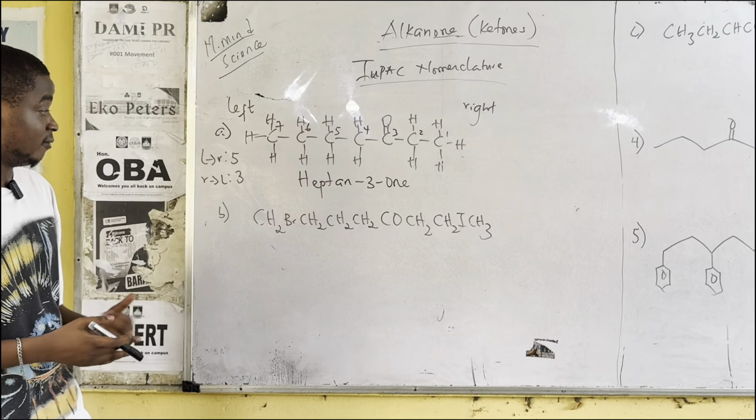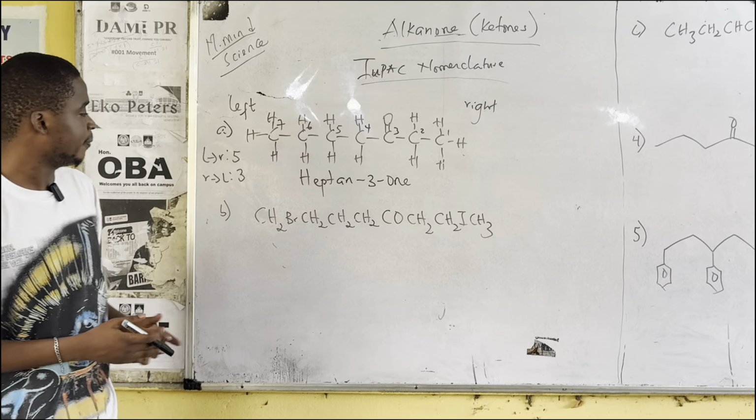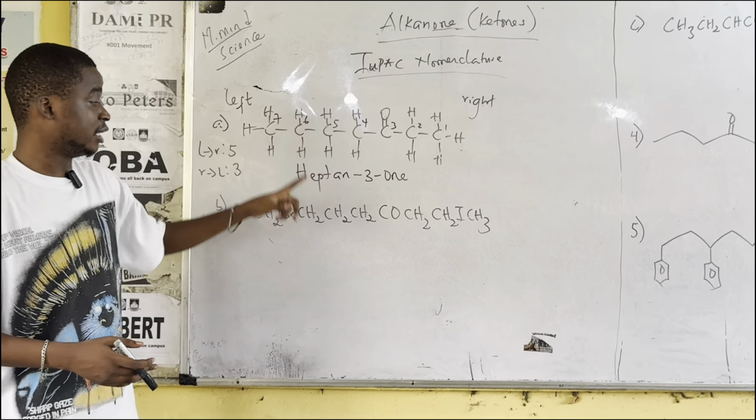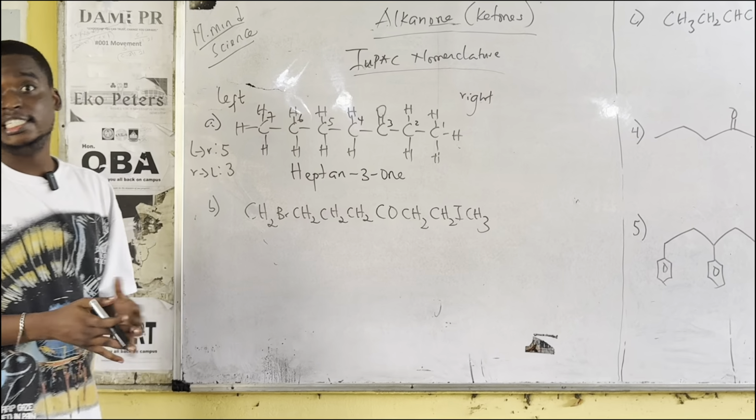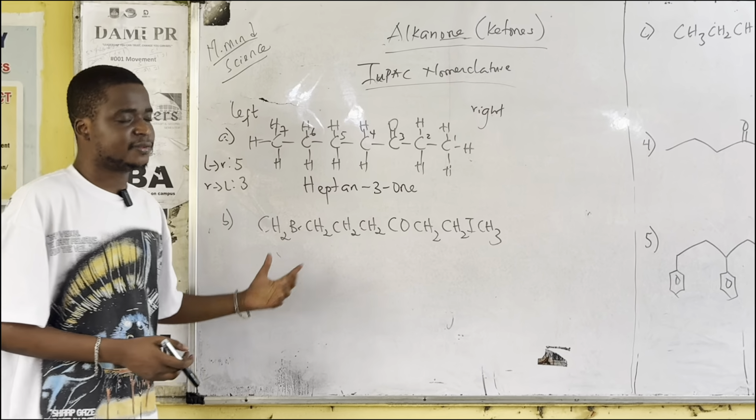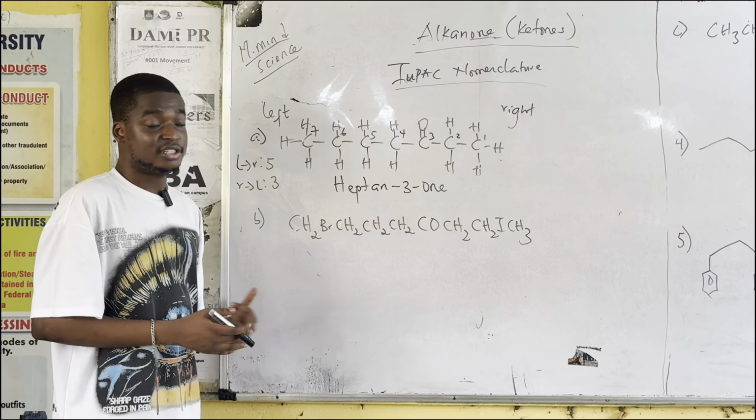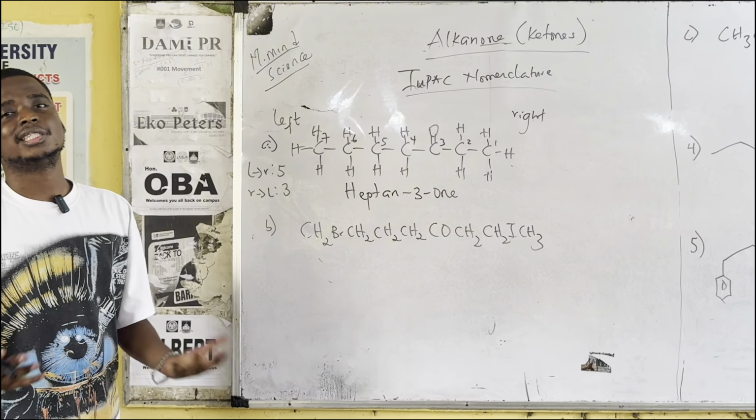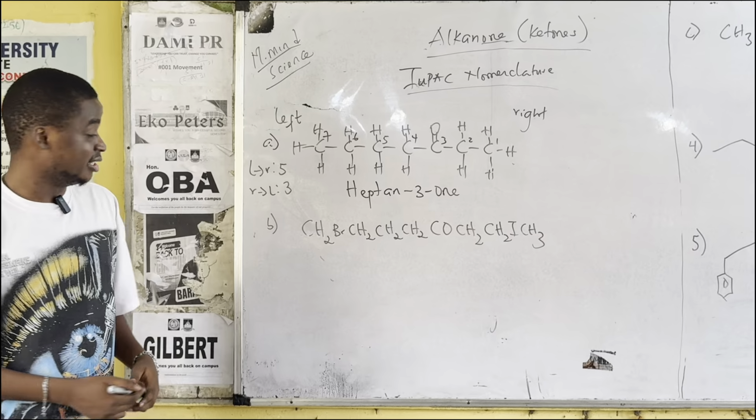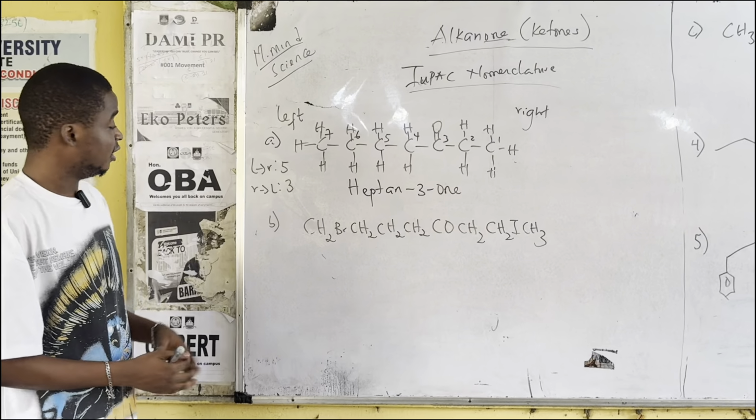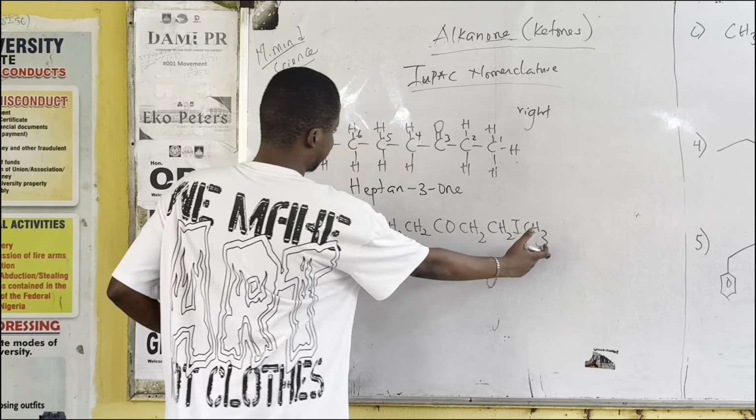B is in condensed form. And why is it called condensed form? It's simply because the bonds between carbon to carbon are not shown. They are hidden. And that's why it's called condensed form. So as usual, like I've always said, if you see a condensed form, draw it out. It makes your work very easy. So let's draw it from the left hand side towards the right hand side.